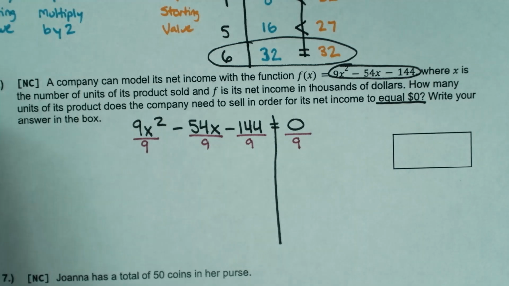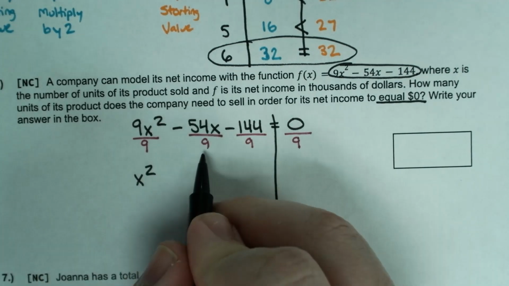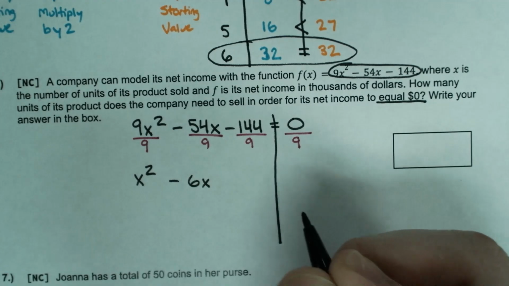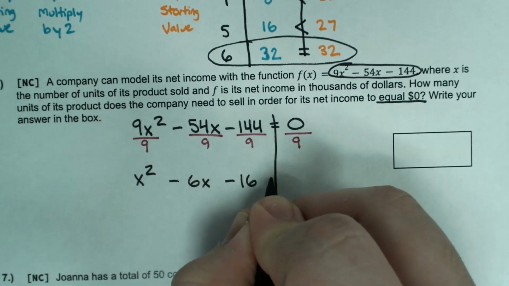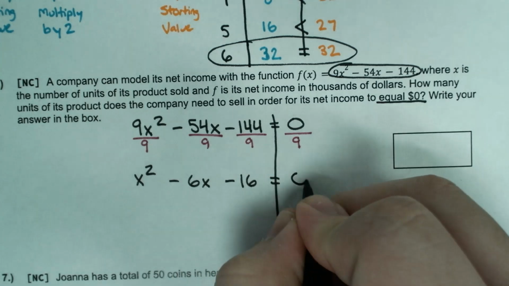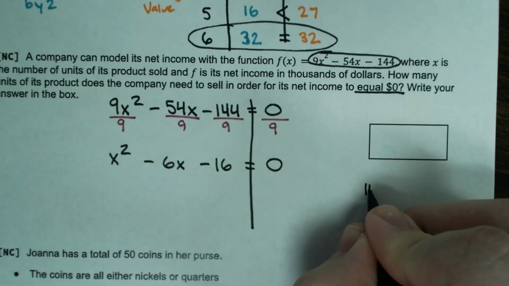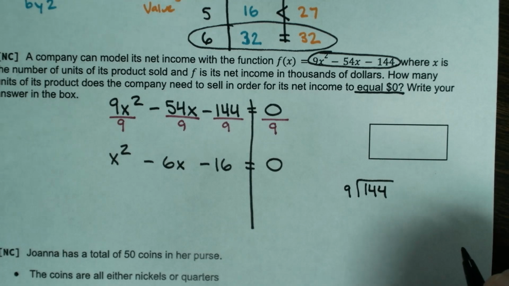Well, 9x squared divided by 9 is x squared. Negative 54 divided by 9 is negative 6x. Negative 144 divided by 9 is negative 16. 0 divided by 9 is still 0. Now, y'all, you don't have your calculator on this part. So, like negative 144 divided by 9, you may need to go off to the side here and do old-fashioned long division.